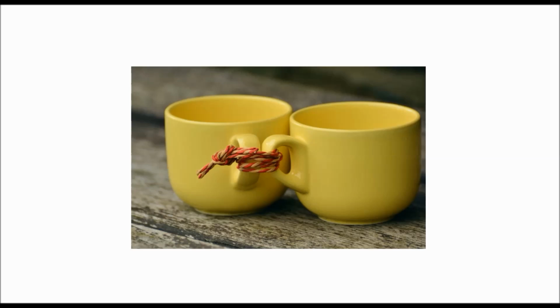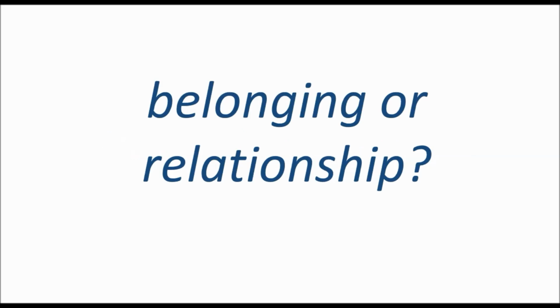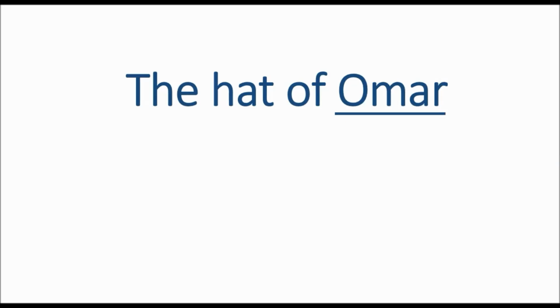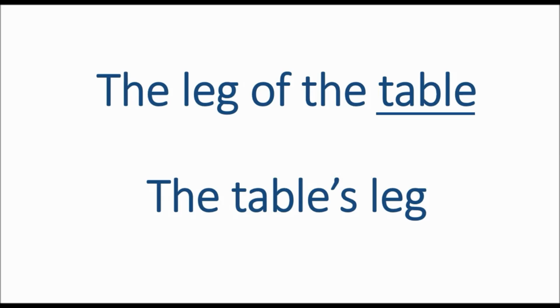When we talk about possession, we're talking about belonging or relationship, that one thing belongs to another. Apostrophes for possession is formal language. Go ahead and use it in your essays and other reports as needed. But what do we mean by belonging or relationship? Well, the hat of Omar is a really awkward way to say Omar's hat. See how the apostrophe tells us that the hat belongs to Omar. Or the leg of the table is also awkward, but the table's leg is much simpler to use.